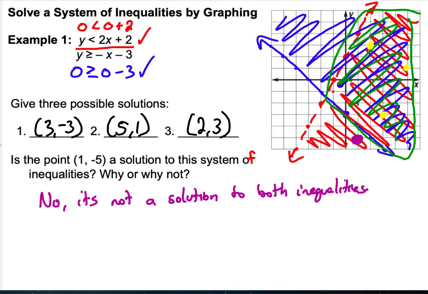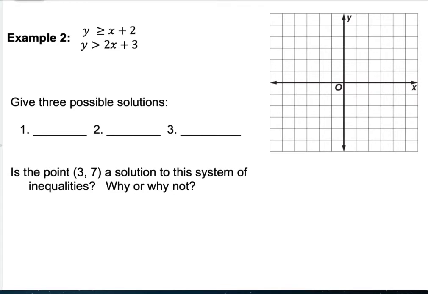Or you could say it's not in the region that's shaded for both of them, not where it's overlapping. Okay? So let's see this again with another problem. The whole idea is we're going to graph both inequalities, solid lines, dashed lines, shade the appropriate side, and then we're looking at where the shaded regions overlap. What points are values that work for both inequalities?